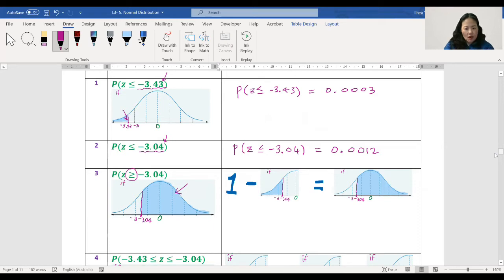Okay. Now I said "if" here because if I had to put minus 3.04, it's going to be very small on the right. So I just put it a bit closer. And that's where minus 3.04 is. And we want to know this area, not the other one.